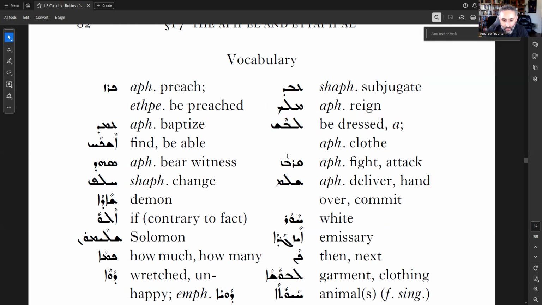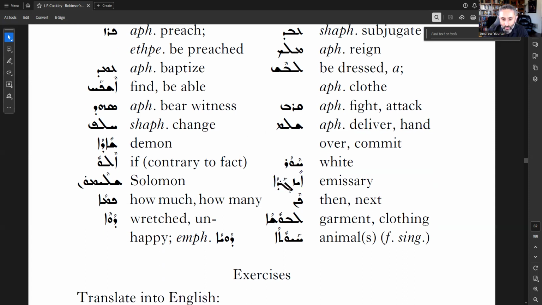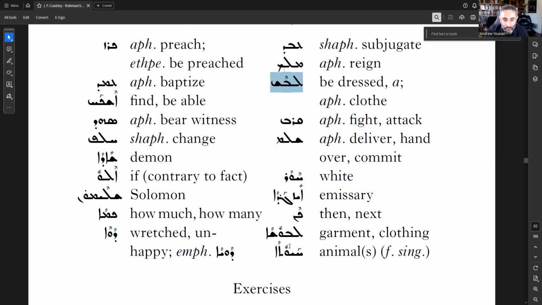Qareu means to approach. Aqreu, the ap'al, means to fight or attack. Shlim is to finish. Ashlim means to deliver or hand over. Hawar is white. So hawara is something white. This is an adjective. Isgadda is emissary. That's a Greek word. Kin means next or then. Luusha is garment, so it comes from the word luesh. Luusha is the thing that you wear.